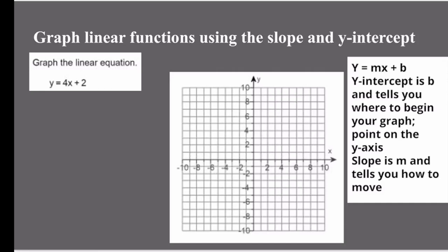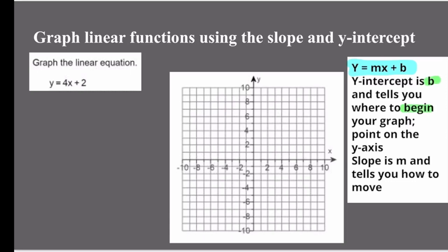Graph linear functions using the slope and the y-intercept. The slope-intercept form of a line is y equals mx plus b. The y-intercept is that b value, that constant. Typically, what I like to explain is that it tells you where to begin your graph. So it's the point on the y-axis. B tells you where to begin.